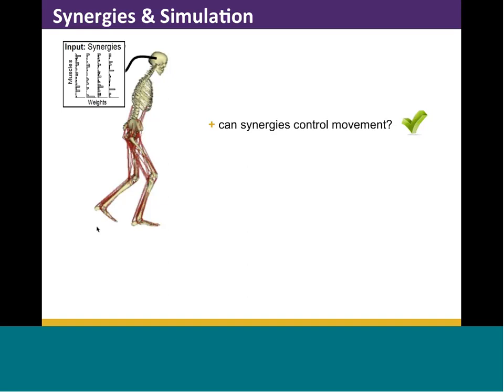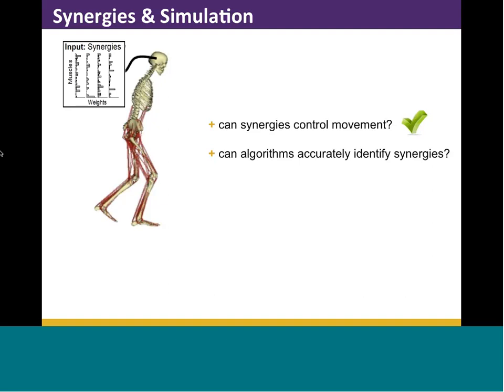Now in OpenSim, we were able to see that yes, synergies can control movement, and in implementing the synergy optimization, we had a slightly different question that we initially wanted to ask. We wanted to ask, well, can these algorithms that we're using to calculate synergies actually identify an underlying known set of muscle activation or set of muscle weights in synergies?